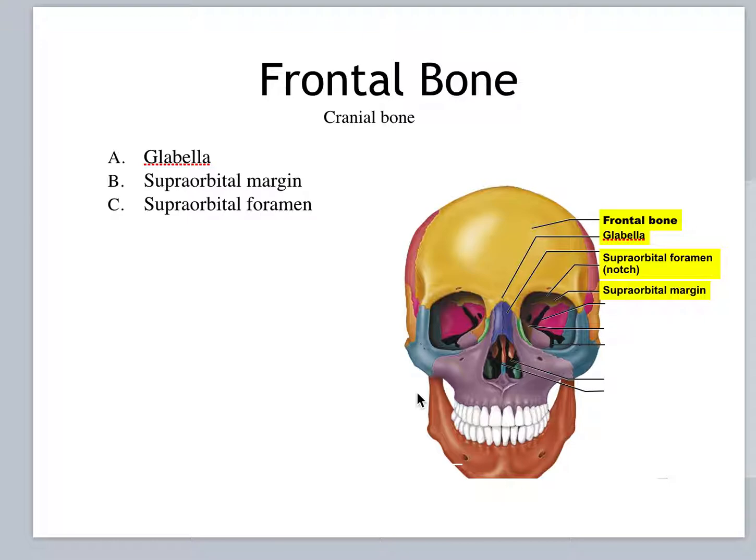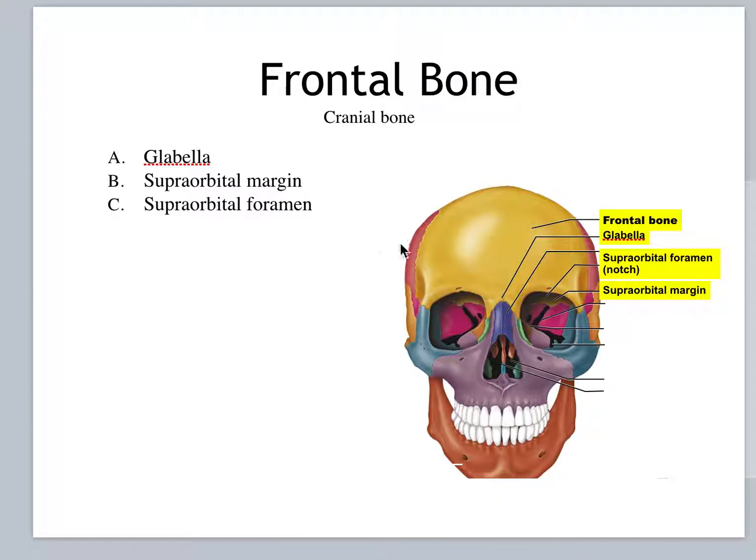So we'll look at the individual cranial bones first. We'll start with the frontal bone. The frontal bone makes the forehead, it's the front of the skull. It's called the frontal bone. And a few features that I will mention.